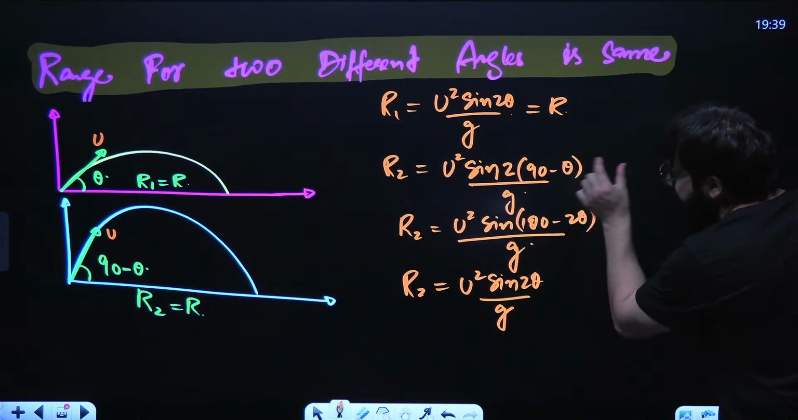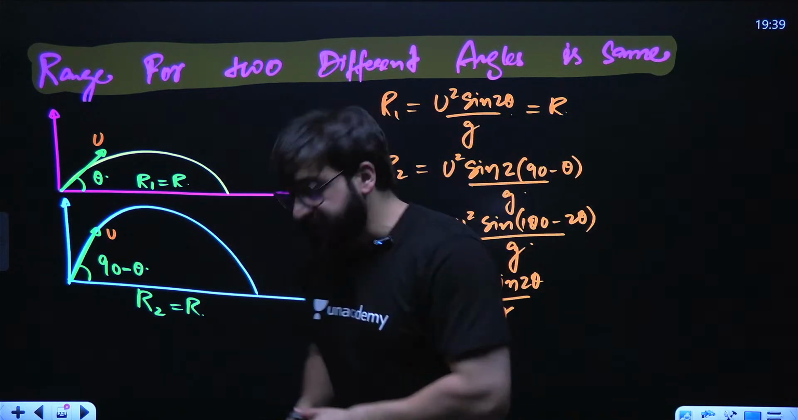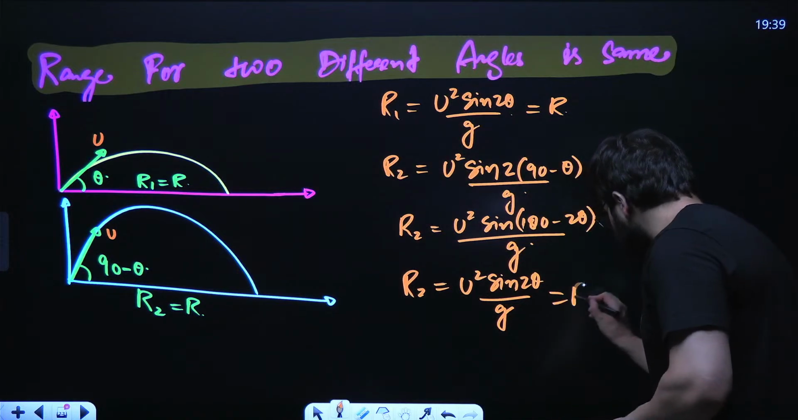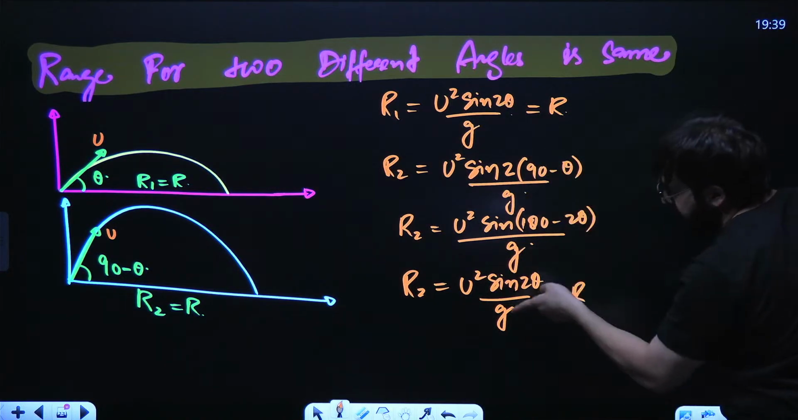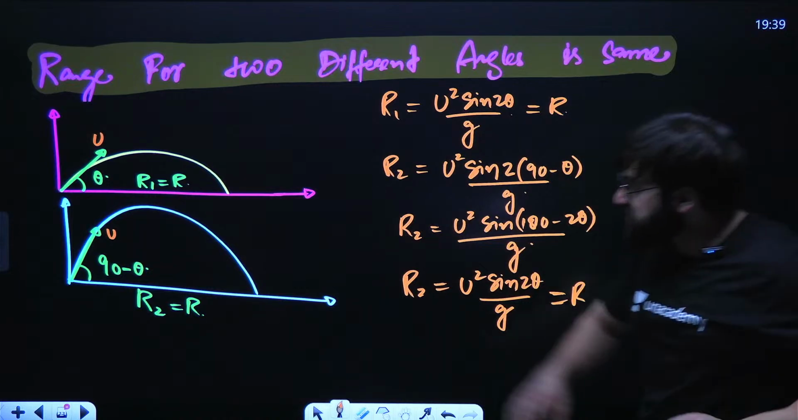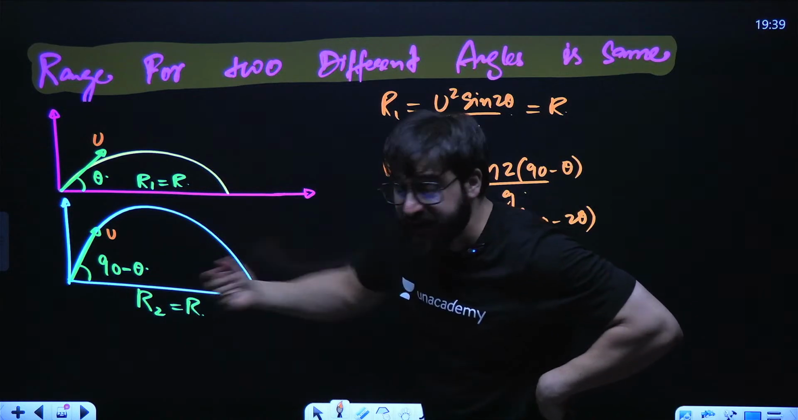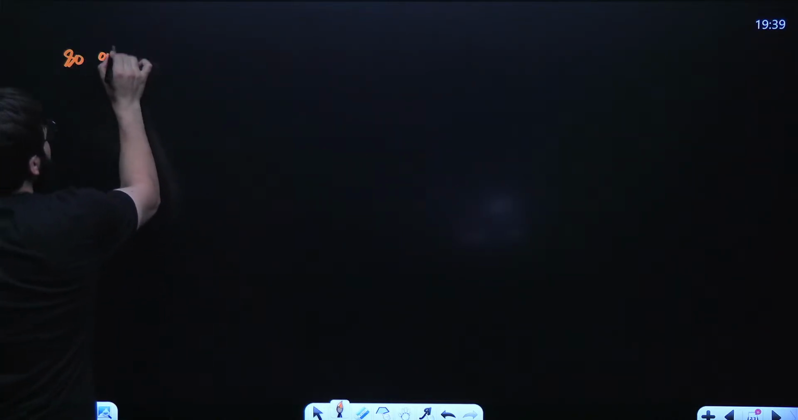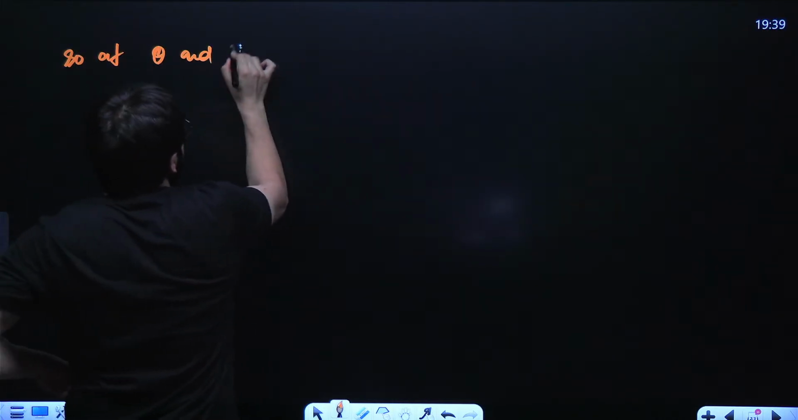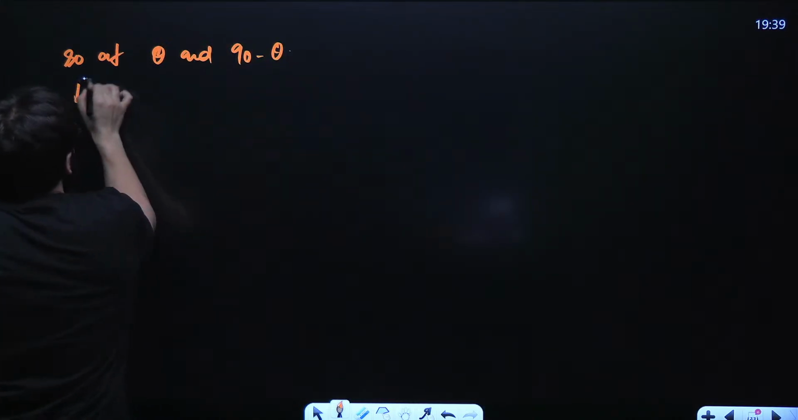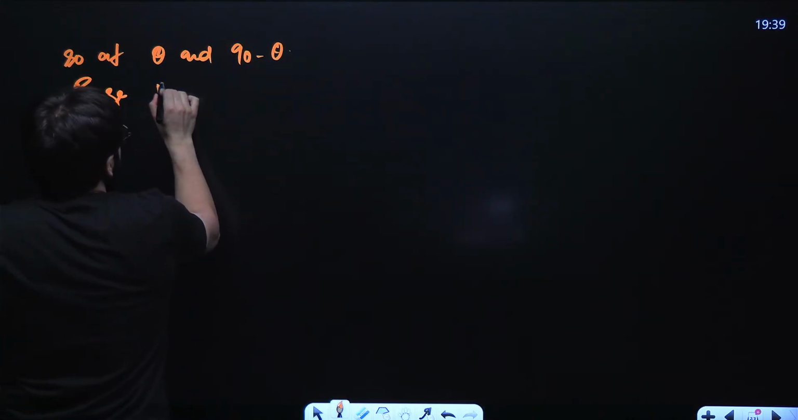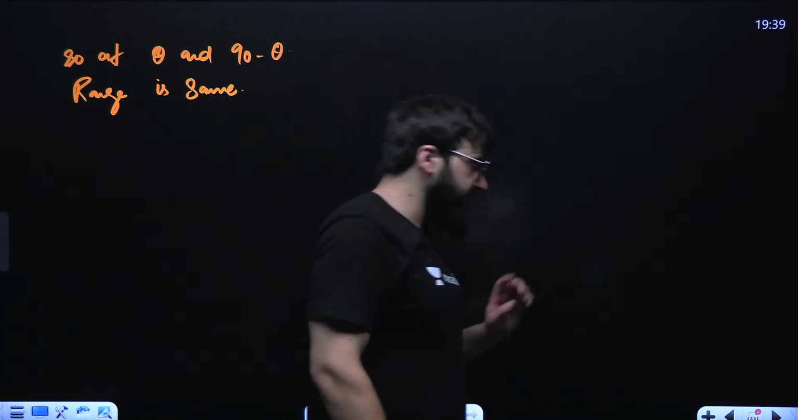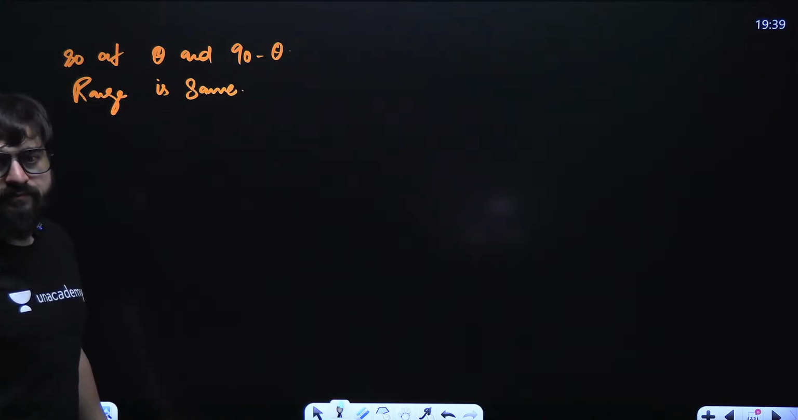Even if you put the angle as 90 minus theta, then also the range is coming out to be R. Because here you see the range is exactly the same. So at theta and 90 minus theta, the range is the same. So at theta and 90 minus theta, I'll say the range is the same.